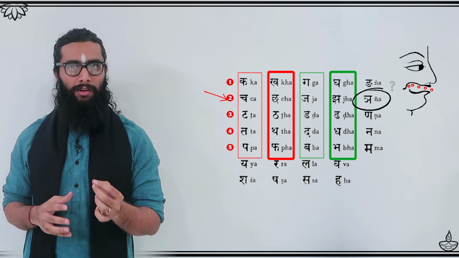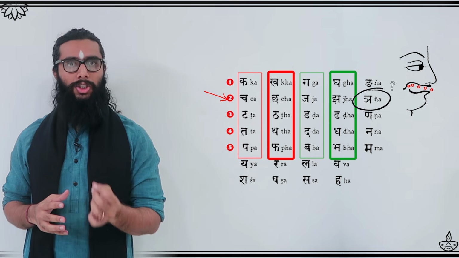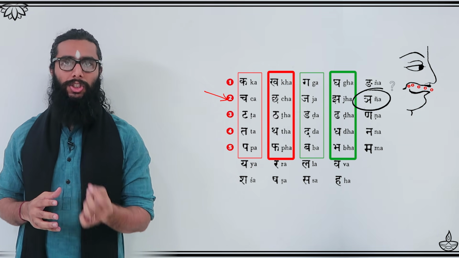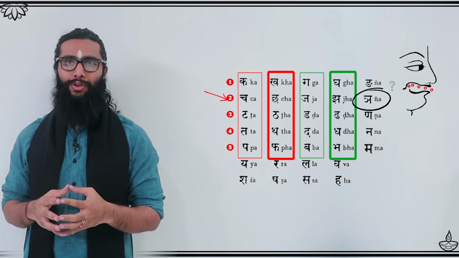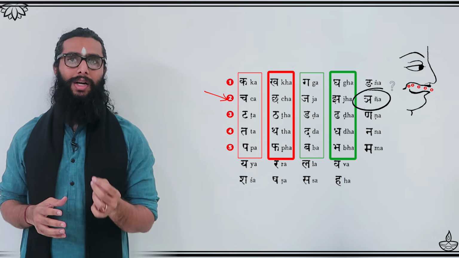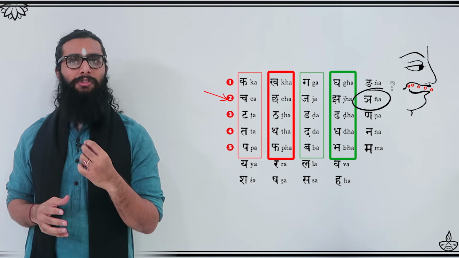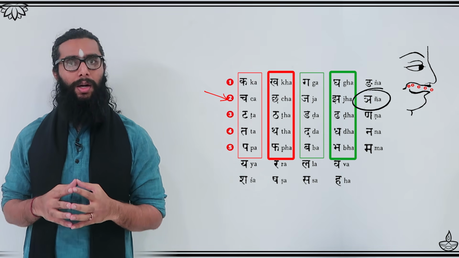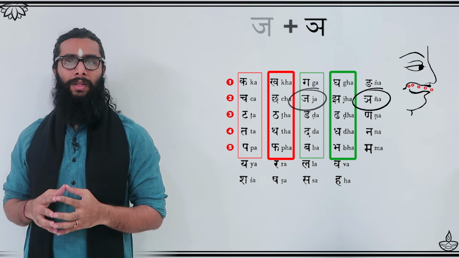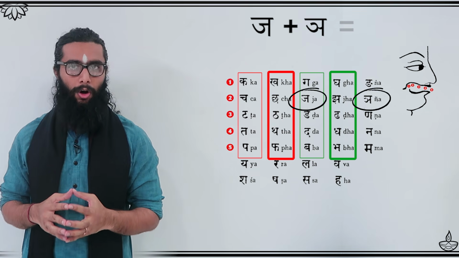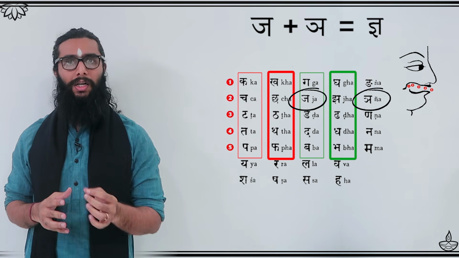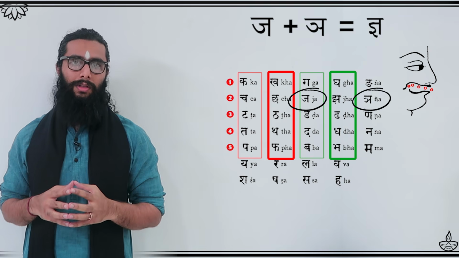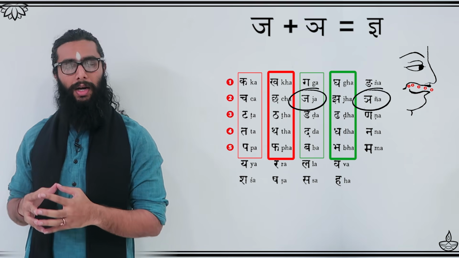Uttering the sounds of the cha varga, cha, chha, ja, jha, and could you figure it out? A sound that originates from that part but with a nasal sound, nya. Now, we just have to combine this sound with ja. The correct pronunciation of the resultant compound consonant is jnya. It is not jna. That sound is a combination of ja and na.